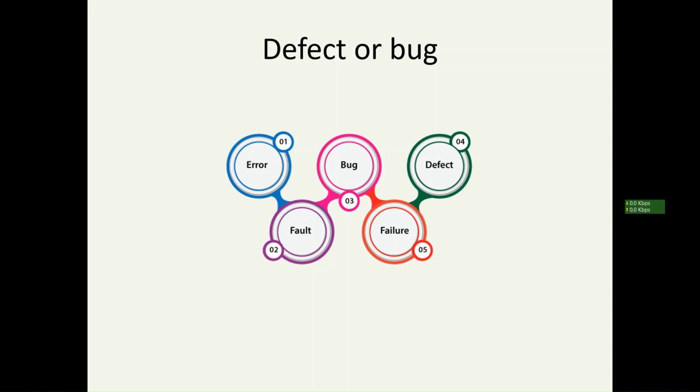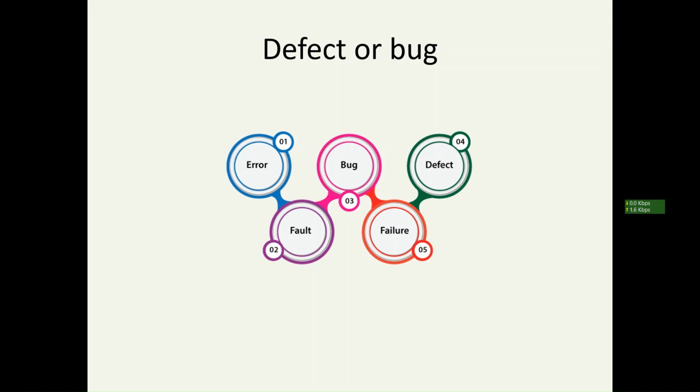Okay, what is a fault? A fault is when there is a problem in one component. In developer terms, when in one module or one particular component there is a big mistake, they call it a fault. But in testing terms, they call it a bug or defect.